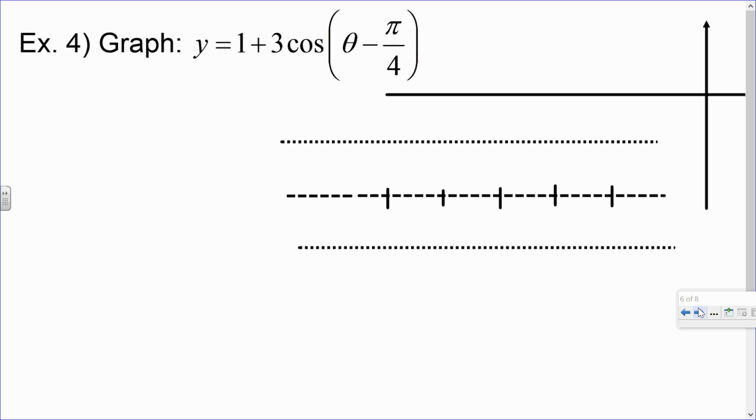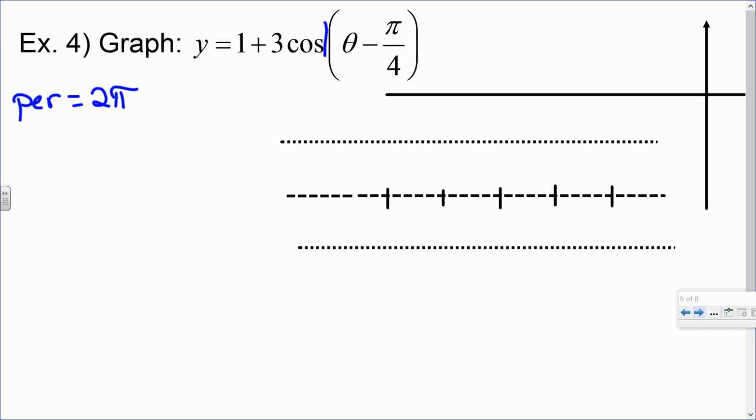Does this one have a period change? No, no period change because there's still just a 1 in front of that variable. So the period is going to be how much for this problem? It's going to be the normal period. It's still got to be 2 pi. And how did we know it was radians? Because we see the minus pi over 4 in the equation.